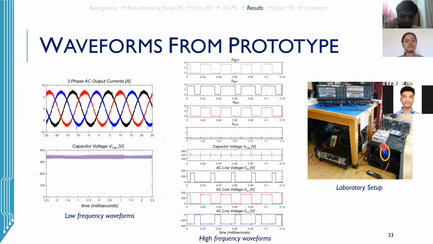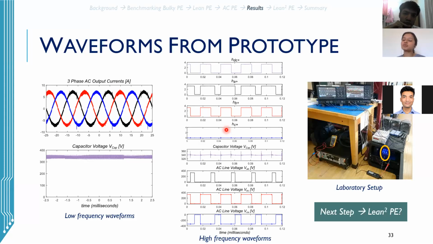And here are the waveforms from the laboratory prototype at about 2 kilowatt operation, wherein we can see the high quality of the 3-phase output and the voltage waveforms. The high frequency switching action is shown right here, and the 1-to-1 mapping can be observed.